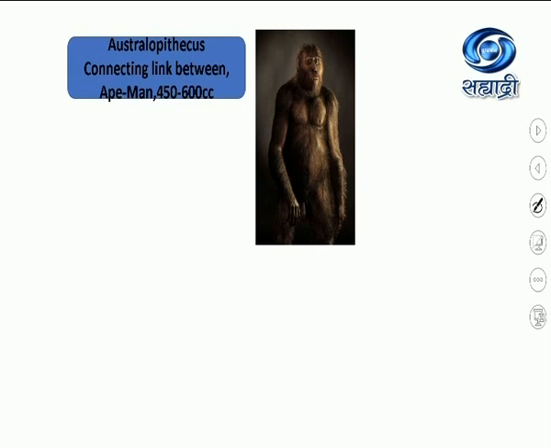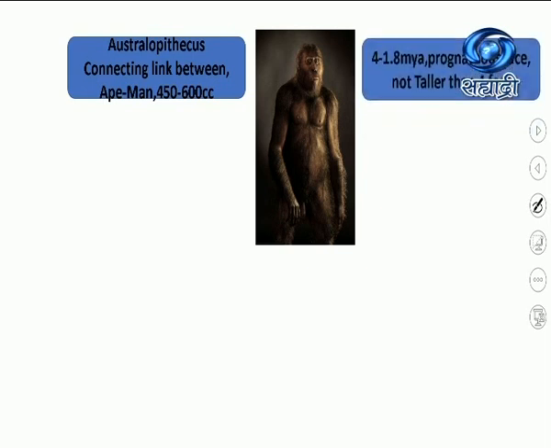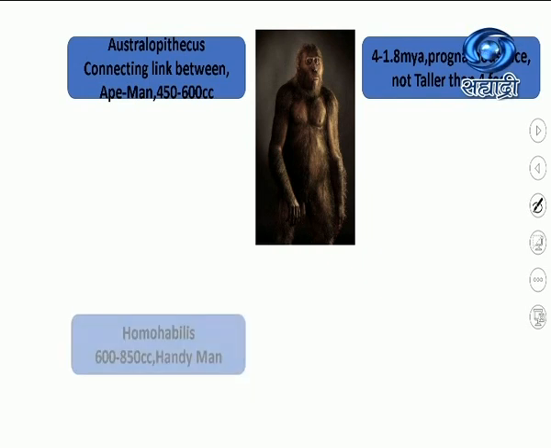His cranial capacity is 450 to 600 cc. He lived 4 to 1.8 million years ago. He had a prognathous face. Prognathous: the lower jaw is a little bit broader. He has a developed lower jaw, but he's not taller than 4 feet. He's not a very tall person. Australopithecus, connecting link between apes and man.